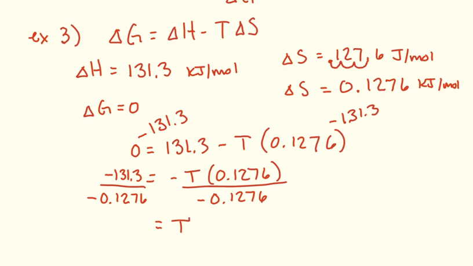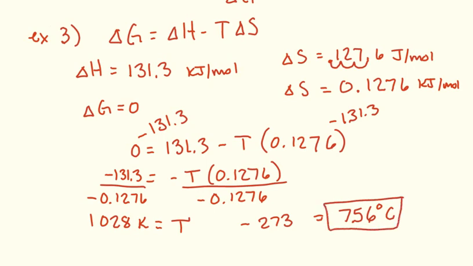And I end up getting T is equal to approximately 1028. Now, this is really important because we need to keep in mind that our T, when we're using this equation, is going to be in Kelvin. They ask, what temperature in Celsius is this reaction going to be spontaneous? So we need to take this and subtract 273 to get back to Celsius. When we do that, we're going to get 756 degrees Celsius. And that is our answer.